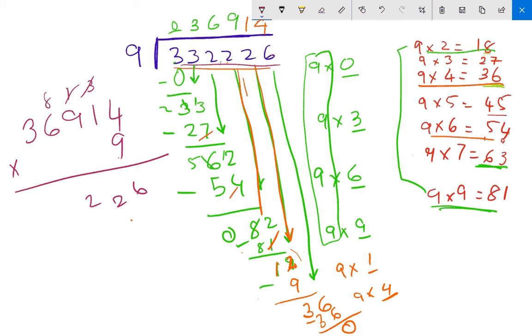9 times 6 is 54. 54 plus 8, 55, 56, 57, 58, 59, 60, 61, 62. 9 times 3, 27, 27 plus 6, 28, 29, 30, 31, 32, 33. Each and every bit is correct. And I've double checked and I've got the correct answer as well.